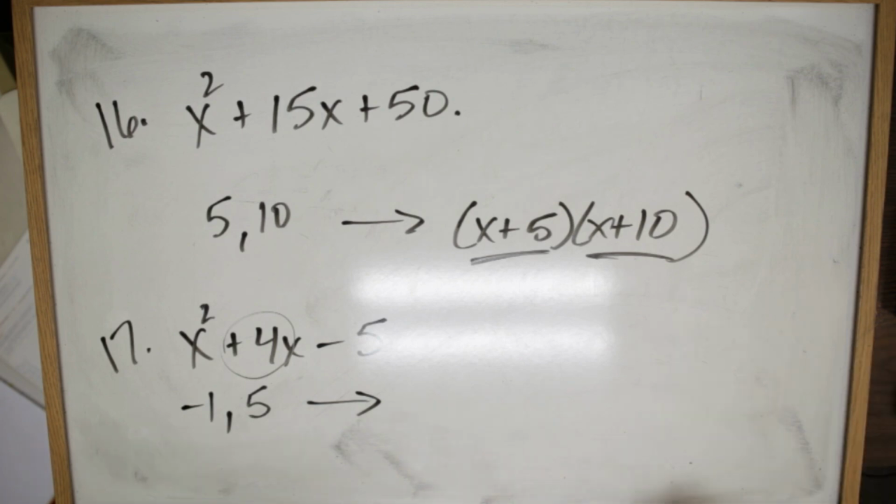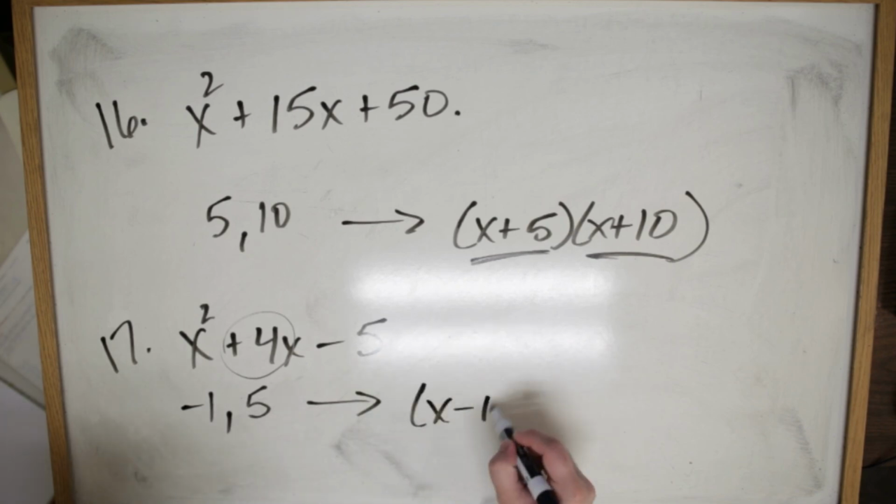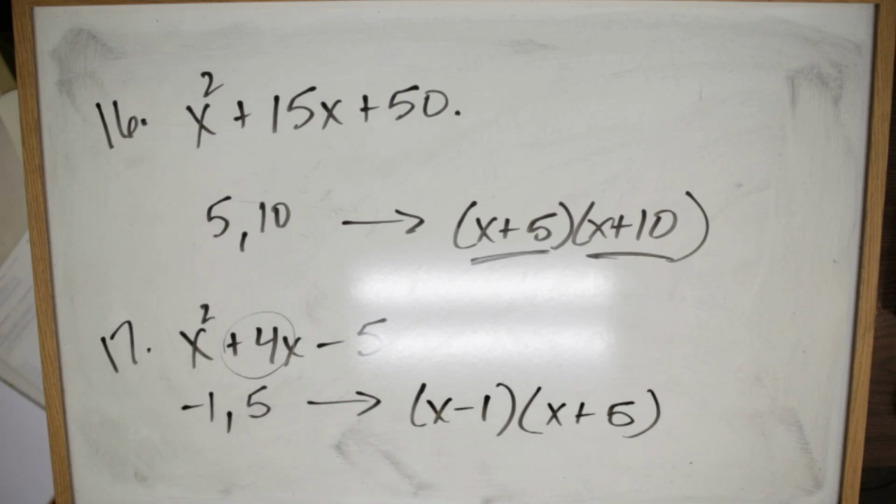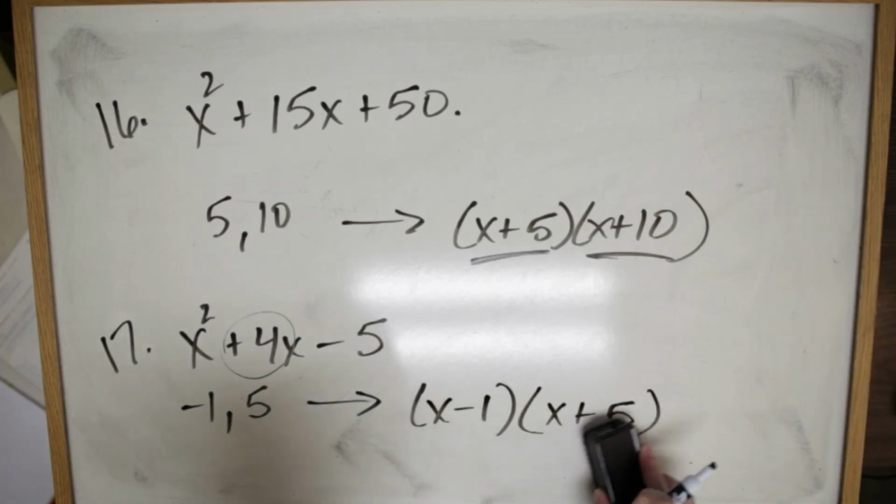Boom. So I know the minus sign is going to be connected to the smaller value, which means that my factors are going to be x plus 5, and x minus 1. I know it feels really scatterbrained. That's a 5, not a 6, by the way.